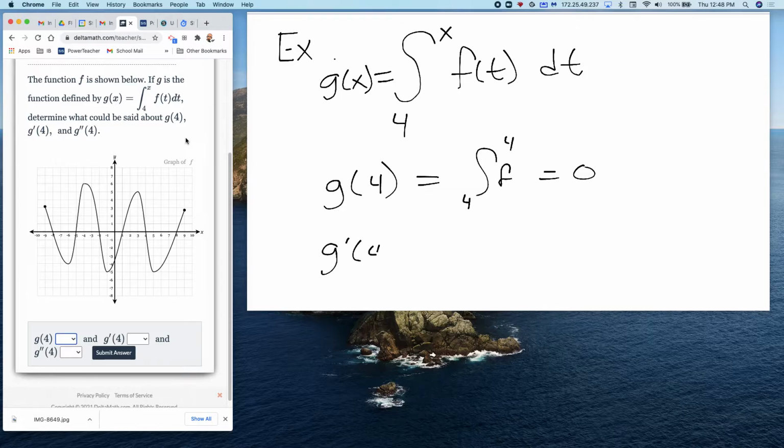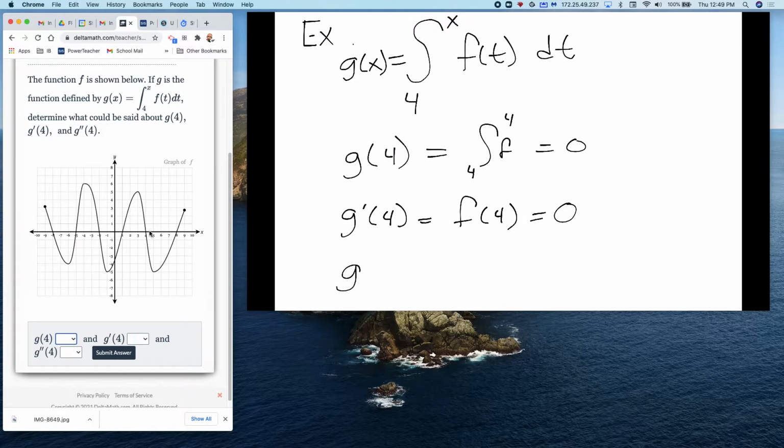g prime of 4 is just f of 4. We just talked about that; it was f of 4. f of 4 is also 0 in there. It's right there. This is the graph of f, so f of 4 is equal to 0.